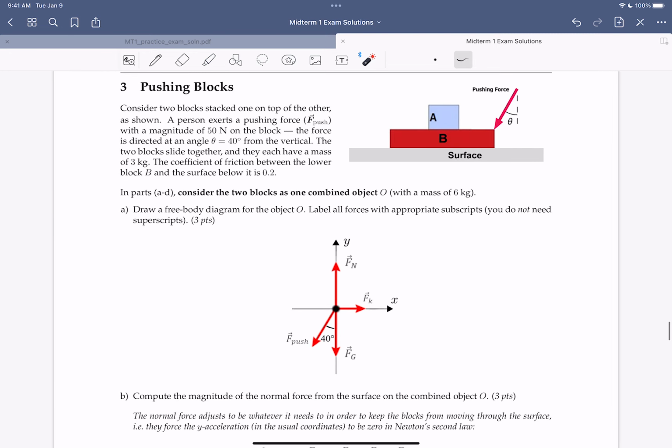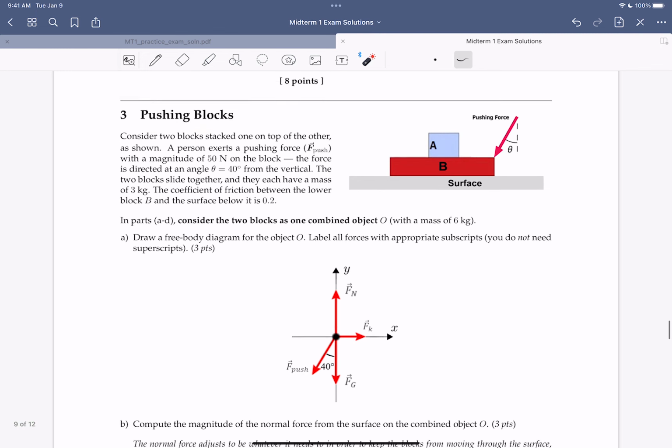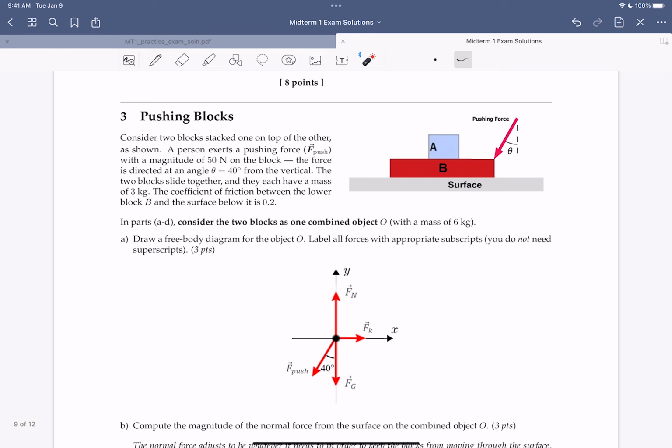Okay, no worries. So, pushing blocks. Consider 2 blocks stacked one on top of the other. As shown, a person exerts a pushing force, F push, with a magnitude of 15 newtons on the block. Force is directed at an angle theta equal to 40 degrees from the vertical. And the 2 blocks slide together, and they each have a mass of 3 kilograms. Coefficient of friction between the lower block and the surface below is 0.2. So they want us to draw a free body diagram for the object O, and that's both blocks together, right?